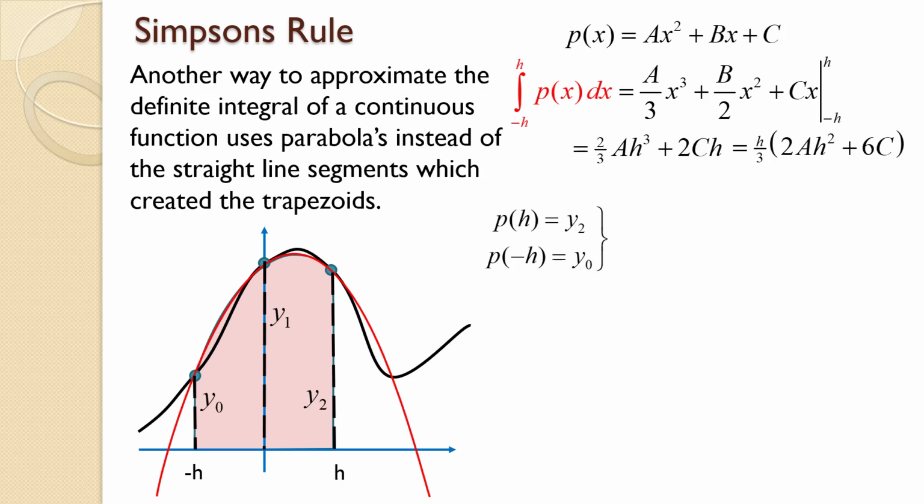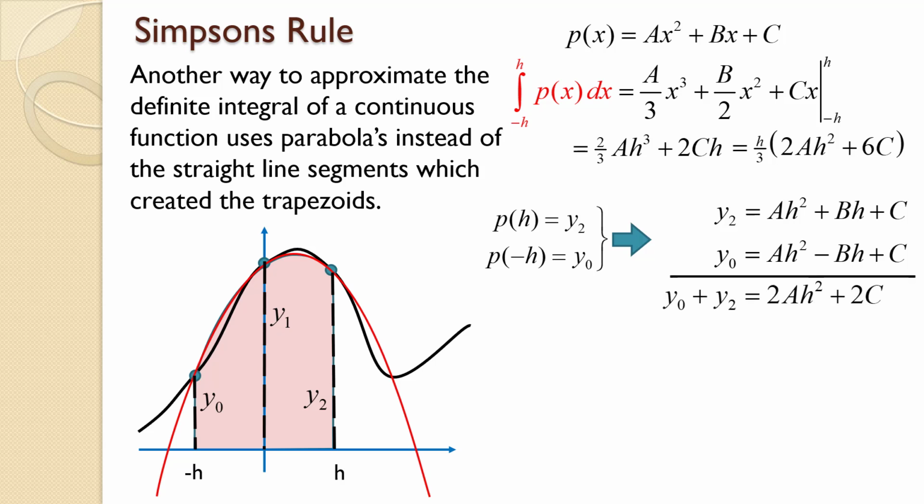Well, but if you remember, I said that the parabola evaluated at h would be y sub 2, and the parabola evaluated here at negative h would give you y sub 0. So just plugging things in, you get those two equations, which you could then add together to get that. So we now know what y sub 0 plus y sub 2 is. It's 2 times a times h squared plus 2 times c.